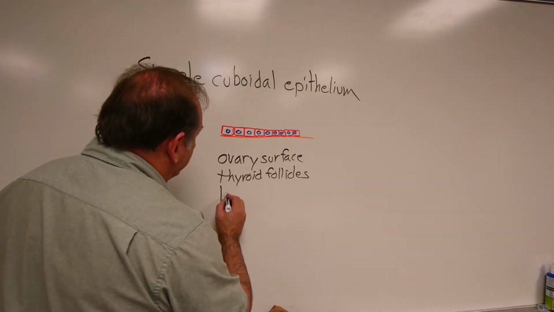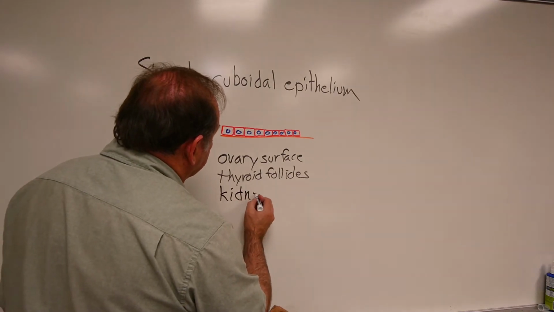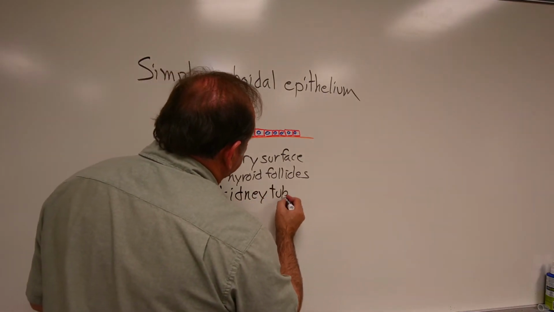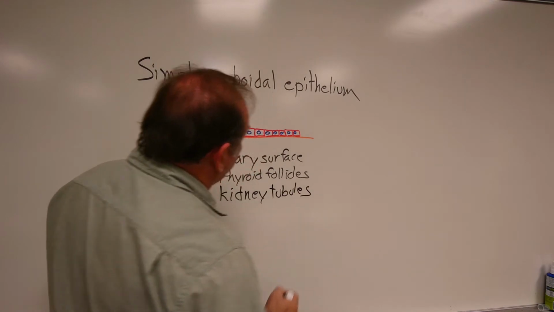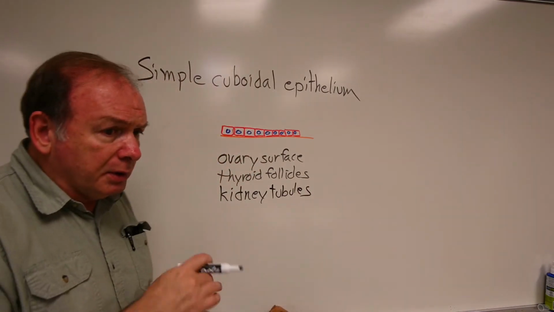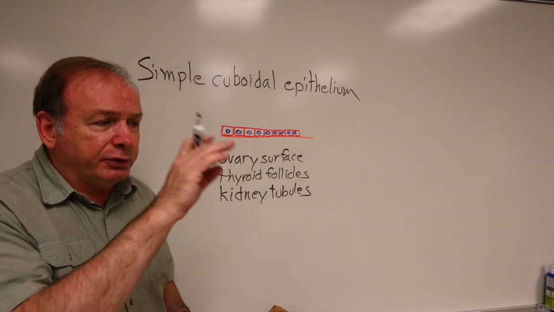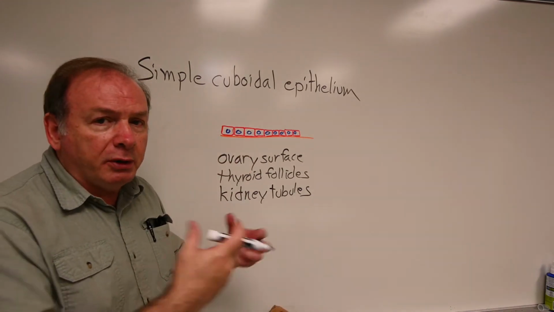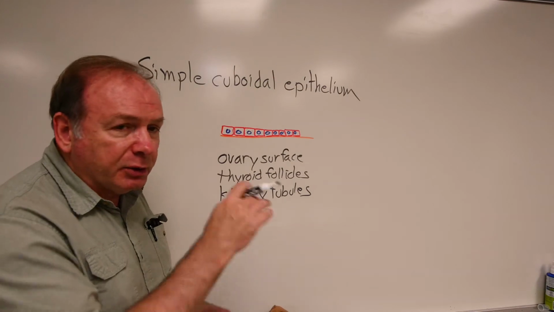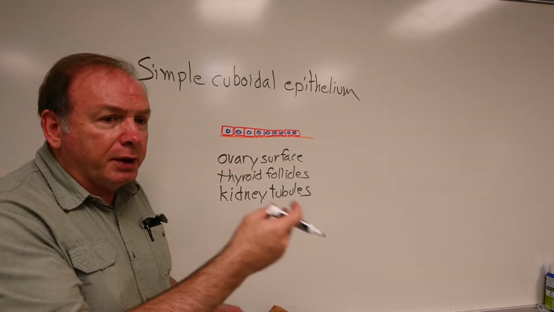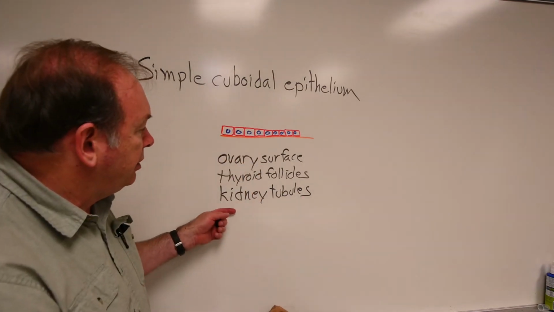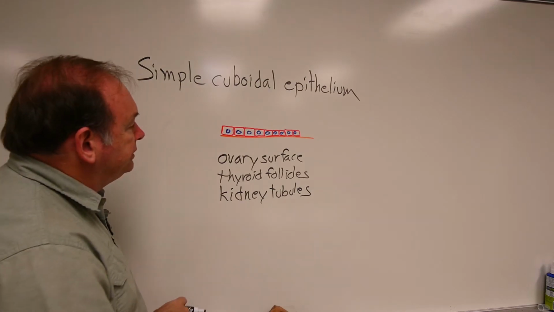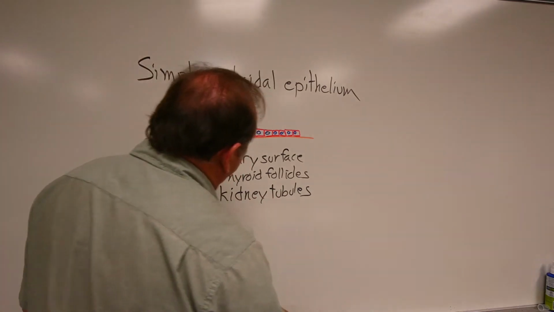Your kidney tubules, that's a good one. So as the urine passes through these tiny tubes, water is reabsorbed and urine is changed as it passes through those tubes before it dumps into collecting ducts that drain into the renal pelvis. So anyway, kidney tubules.